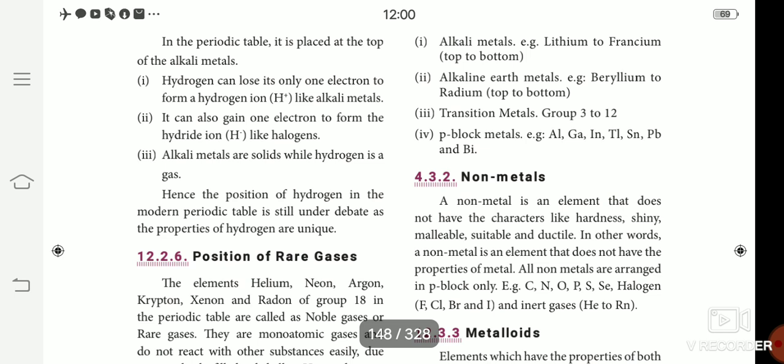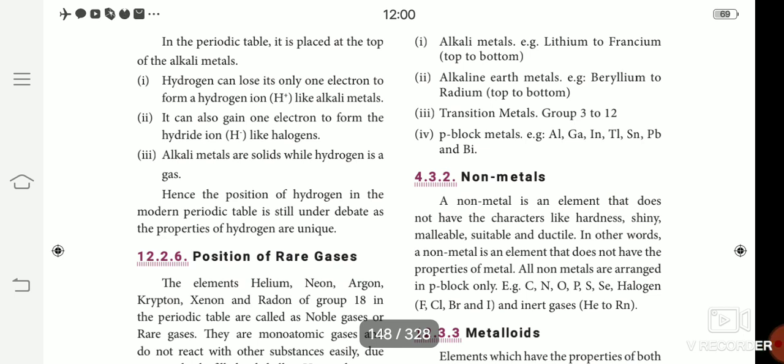Metals and metalloids. Another topic is metalloids. Metalloids have the characters of both metals and non-metals. The elements which have the properties of both metals and non-metals are called metalloids. Examples are boron and arsenic. Boron is B, arsenic is As.